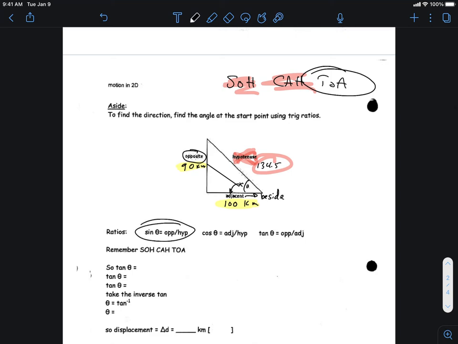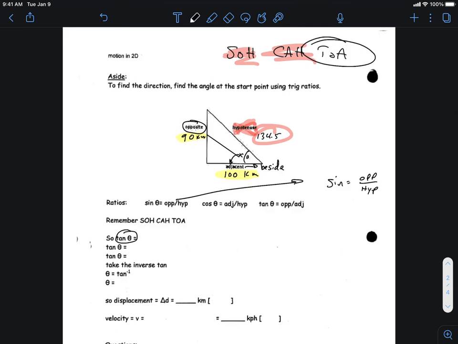Sine is opposite over hypotenuse, right? Like this, right? That's what that means. And they all do that, right? Cosine is adjacent over hypotenuse, and tangent is opposite over adjacent.